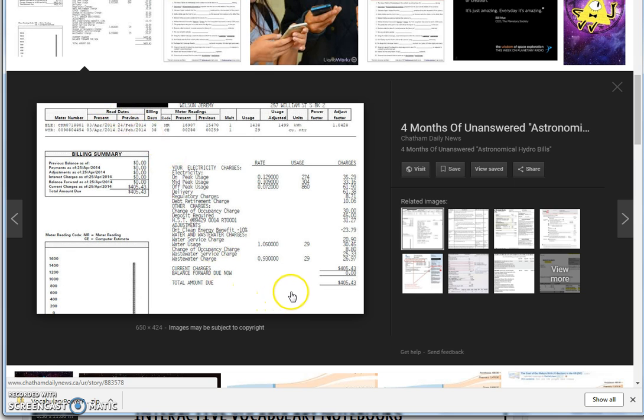So of course I had to pull up a picture of an astronomical electric bill, because this does happen sometimes when there's a lot of Christmas lights or a lot of things that are using electricity.